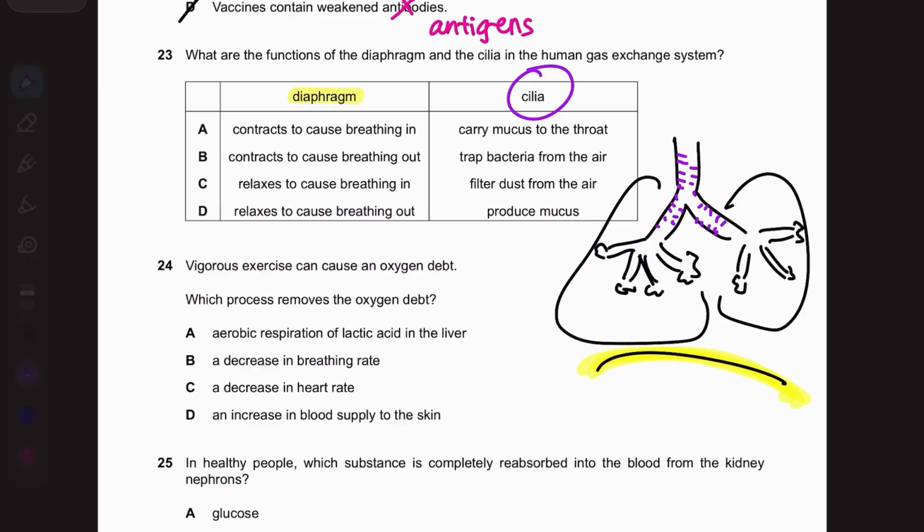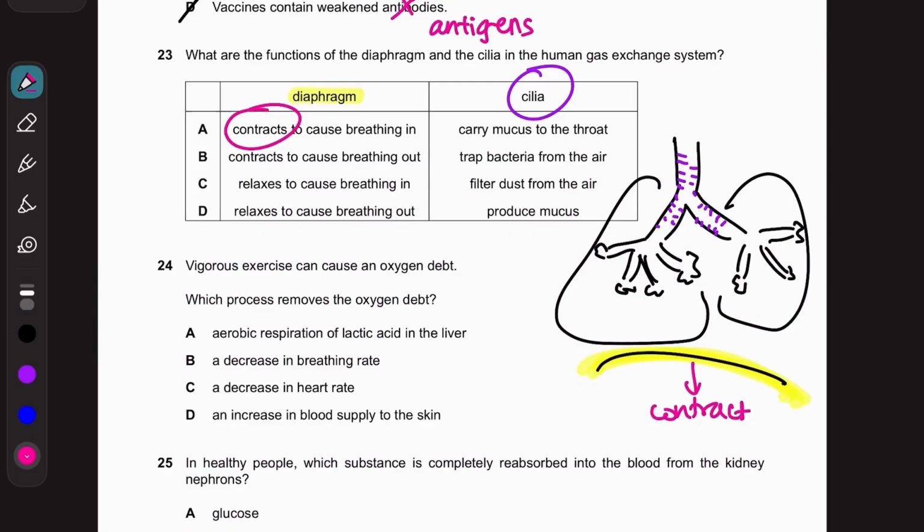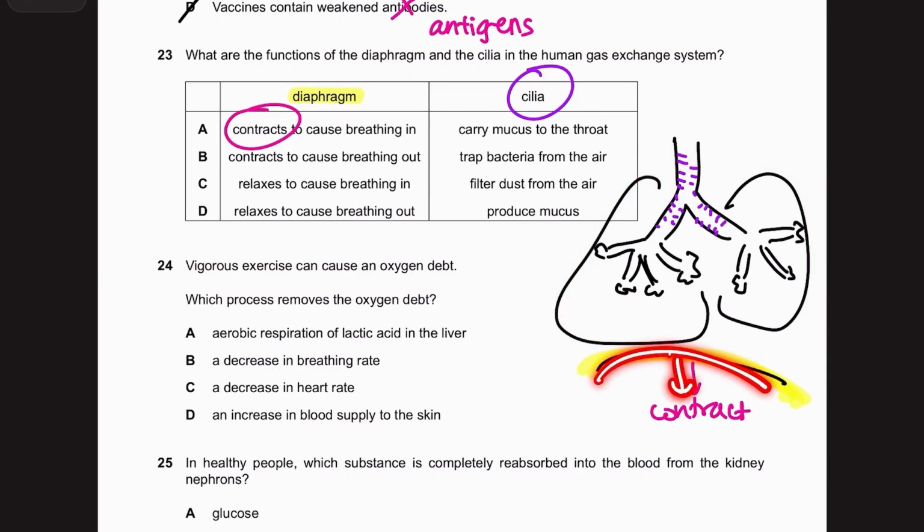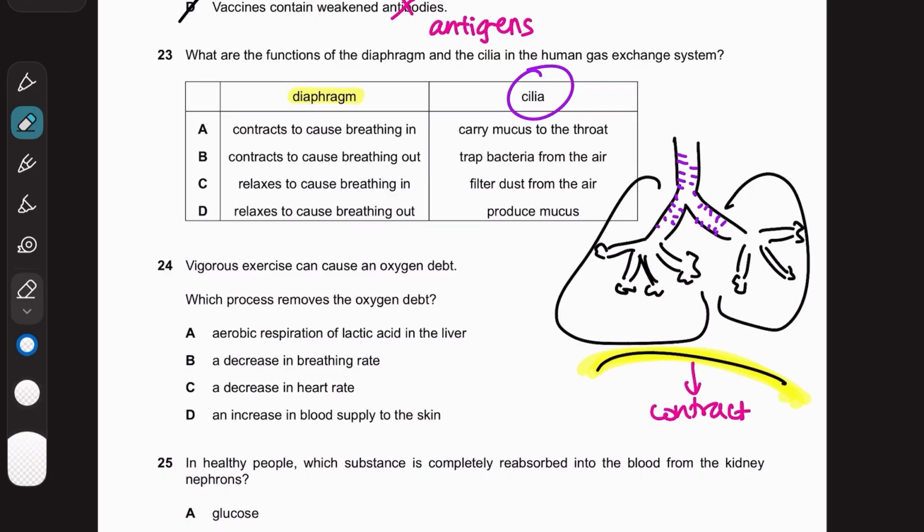So let's see which statement is correct. It says the diaphragm contracts to cause breathing in. Yes, that is correct. Remember, when the diaphragm contracts, what does it do? When it contracts, it moves down. And that's important for breathing in, guys, because when you breathe in, you want to have a large volume for your lungs to expand, right? So therefore, when it contracts, it goes to a flat position. It moves down, and therefore you have much more volume for the lung to expand, and therefore breathing in. So far, this is correct. Let me just do some color coding here. So this is definitely correct. Contracts is correct.